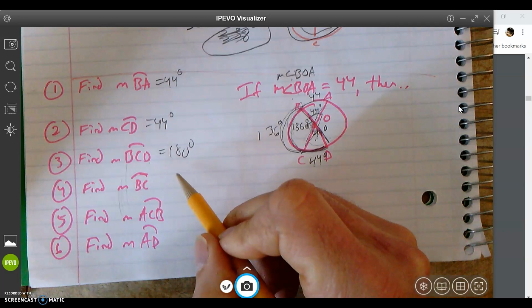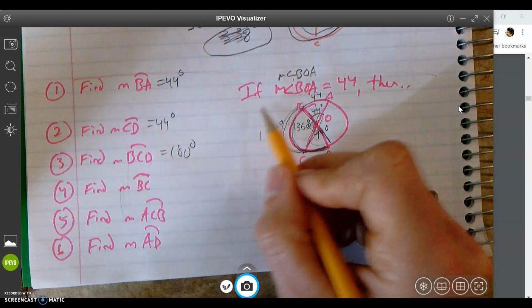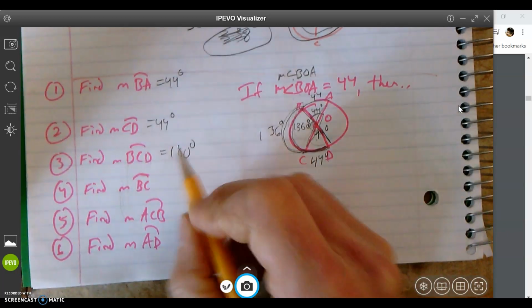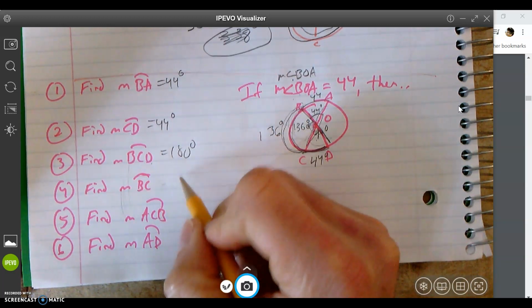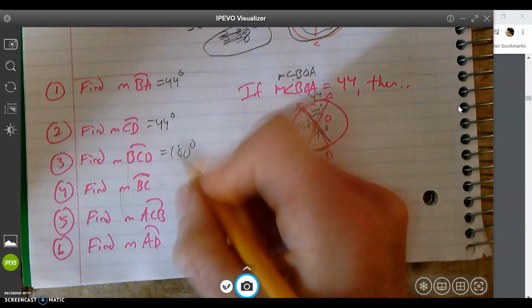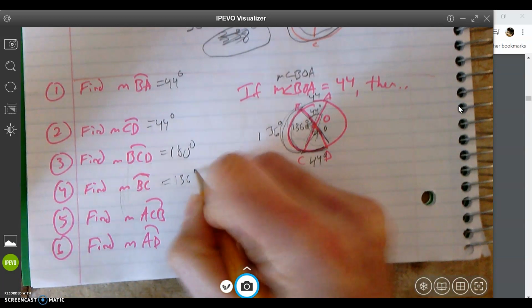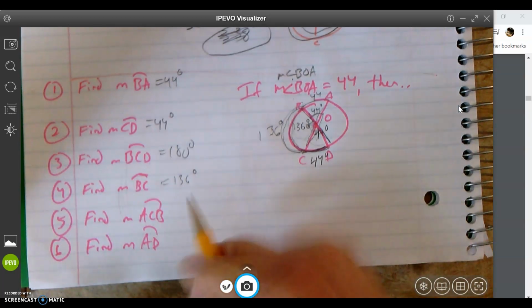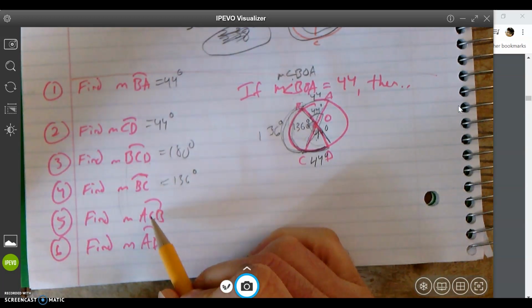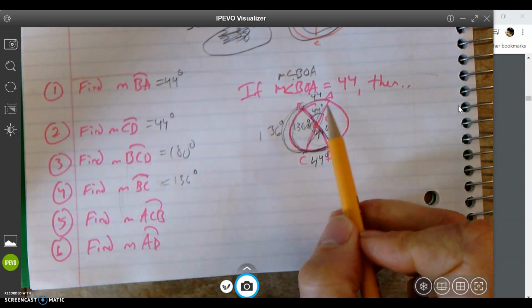All right, let's see. The measure of arc BC. I think we already got that. Yeah, good thing, because that's going to be 136. Easy. 136 degrees. All right, almost there. Find the measure of arc ACB.